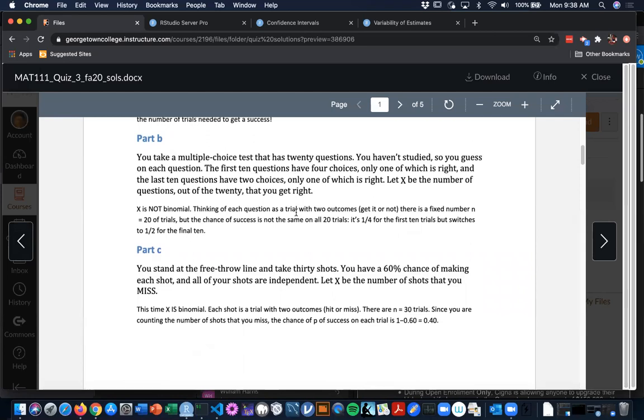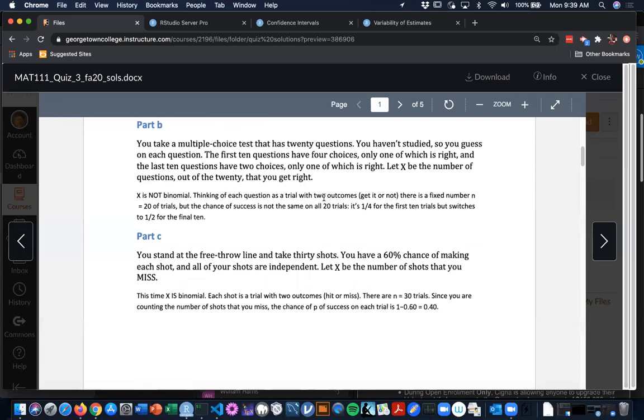Next one, you take a multiple choice test that has 20 questions, and you're guessing on every question, total guess. On the first 10 questions, you've got 4 choices with only one choice being right. And in the last 10 questions, you've got 2 choices, only one of them is right. And you're counting up the number of questions out of 20 that you got right. So this one's also not binomial.